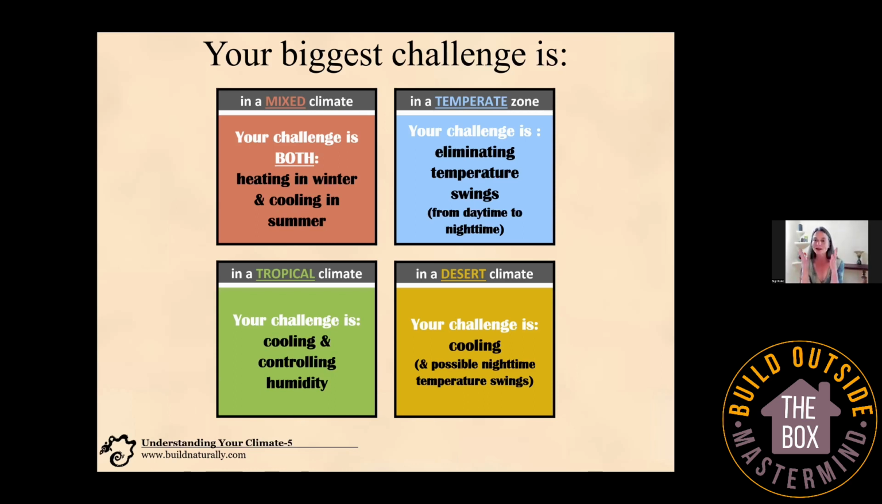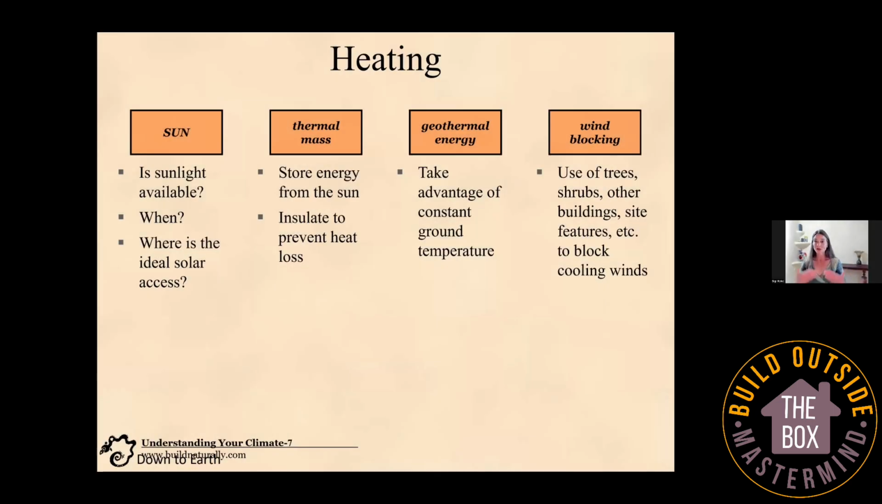If you understand what you're trying to solve for, then you can look for the material that will solve that for you. So if you are heating, you are looking at, where is the sun? How can I capture that free radiant energy from the sun? Can I use thermal mass, so heat storage battery, to absorb and store the energy from the sun? Is there a way to take advantage of the constant ground temperature? So everywhere in the world, unless you have a thermal pocket, the ground temperature is 57 degrees below the frost zone. So is there a way to take advantage of that?